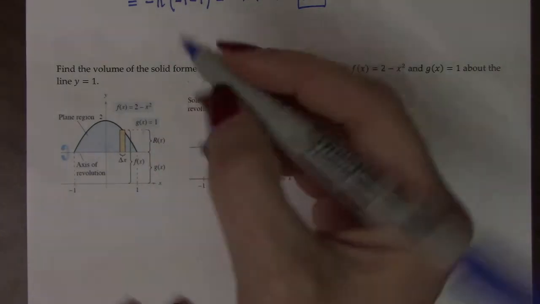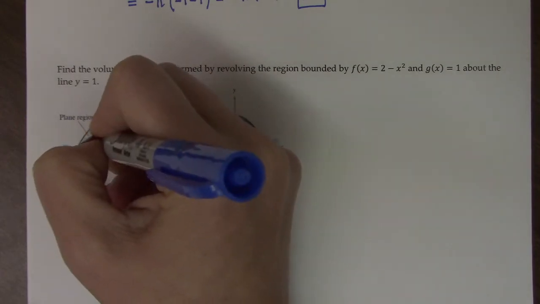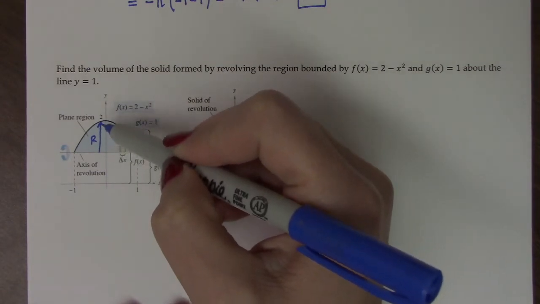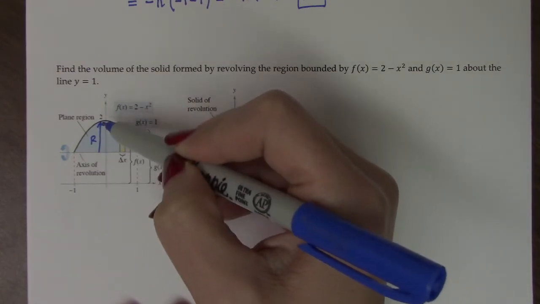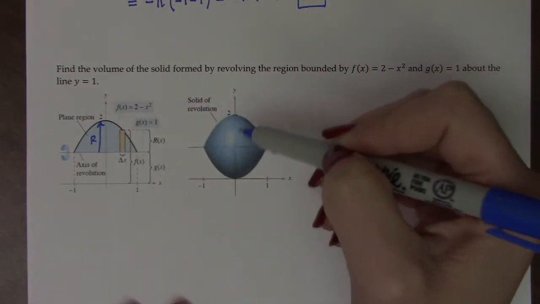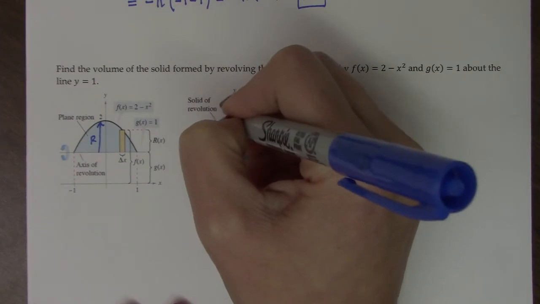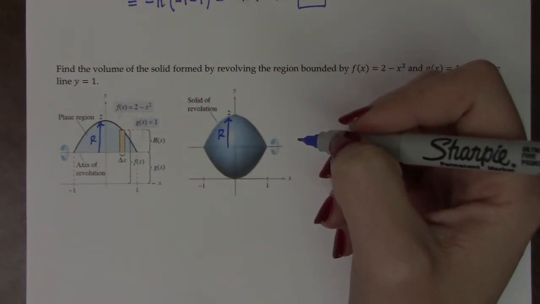Because if you look at the graph, the radius goes from here up to here. It doesn't start on the x-axis. So your radius cannot be the height of the function because that would be measuring it from all the way down here, and that's not what it is. When we rotate the solid around the line, you can see the radius is right here, because it goes from the axis of rotation out. That's what a radius is.